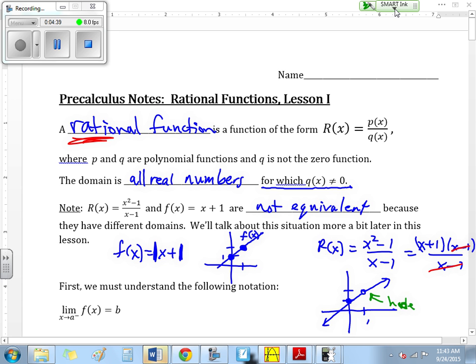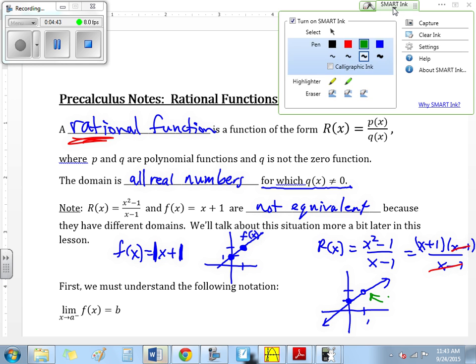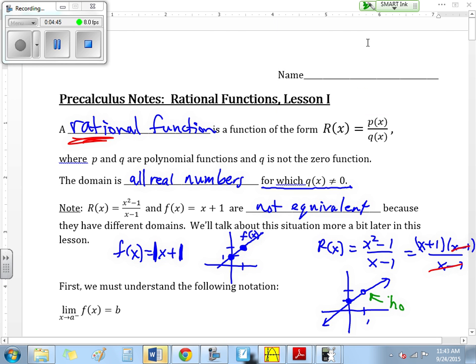So the reason f of x and r of x are different, sorry, I can't write with that green stylus for some reason. The main difference between r of x and f of x is their domains. F of x is an all real numbers sort of thing. R of x, all real numbers except 1. They are technically different functions.